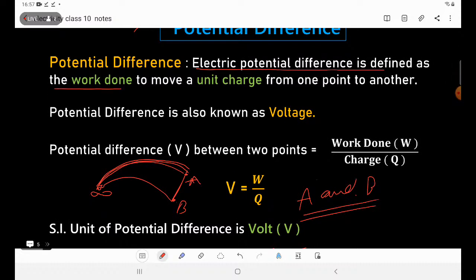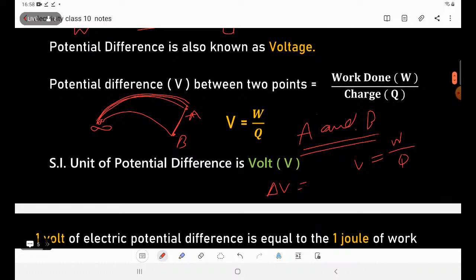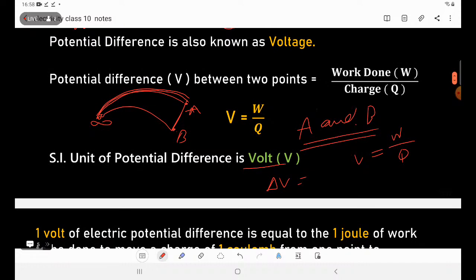Next, potential difference. Electric potential difference is defined as the work done to move a unit charge from one point to another. As work done is W and charge is Q, V is equal to W by Q. The SI unit of potential difference is the volt. It was named after Alessandro Volta, a scientist and physicist.